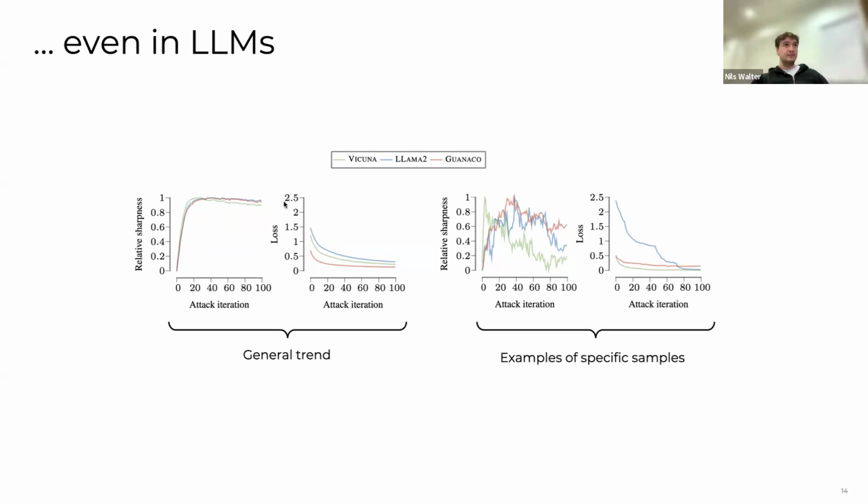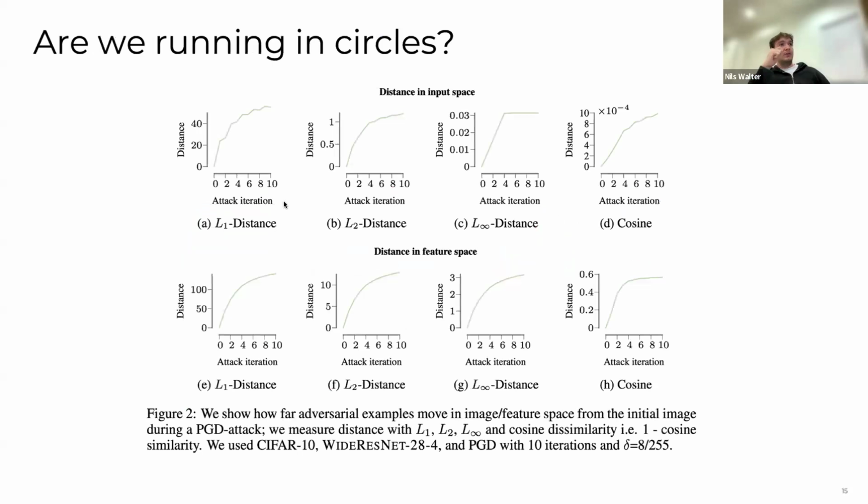Okay. What we also wanted to make sure is: are we running in circles, or are we really going further and further away from our initial position? To do this, we measured both the distance in the input space, which I plot on the top, and the distance in the feature space. By feature space, I mean the penultimate feature representation. And as you can see, with progressing attack iterations, the distance increases and you really don't walk back.